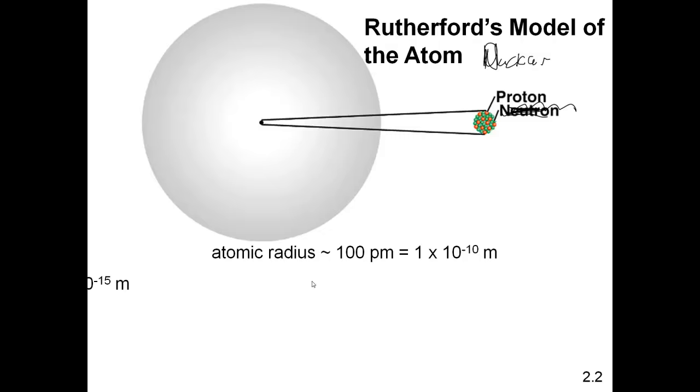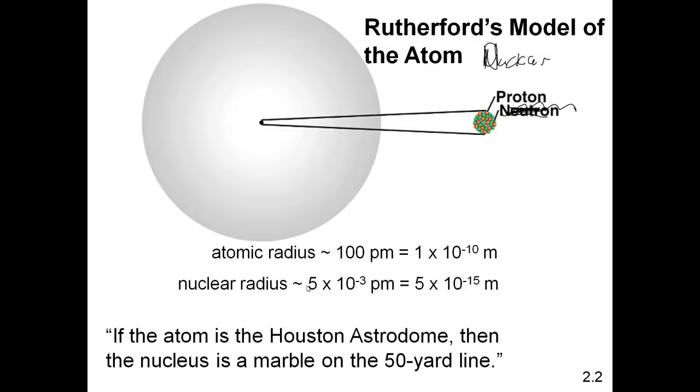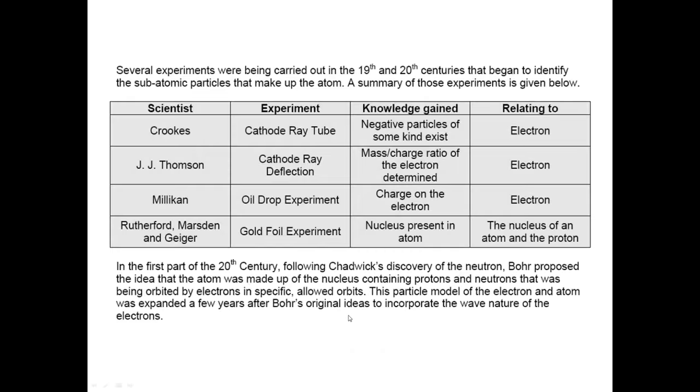Alright, and this is really cool, this last little bit. If the Houston Astrodome is an atom, then the nucleus is a marble on the 50-yard line. You've probably never been to the Houston Astrodome, but if Chiefs Stadium was an atom, imagine a marble on the 50-yard line, with the stadium going up above the ground as tall as it is wide, and below the ground, just a sphere around that marble. That's the size of your atom, and that's the marble. So all that positive stuff is packed into a really dense nucleus.